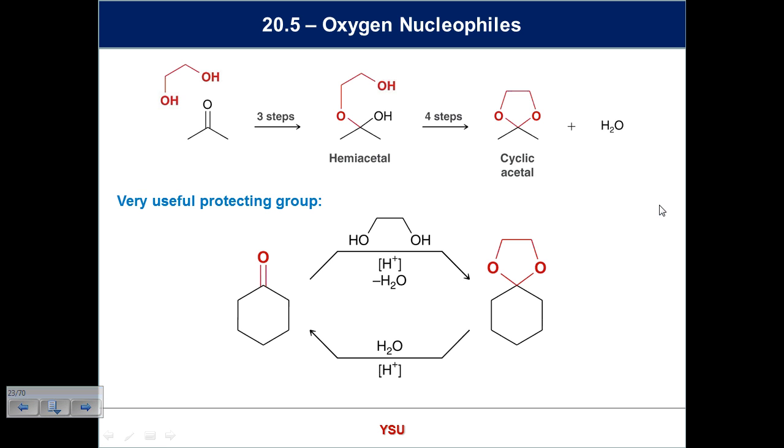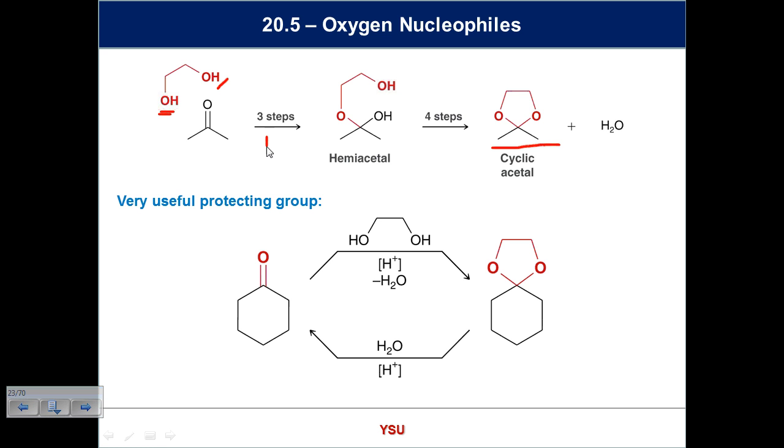We have a very useful protecting group. This thing over here, this cycle, is everywhere. People use this a lot. It's pretty straightforward because you have both alcohols in the same molecule. Instead of using something like methanol, we use this stuff. Any ideas what this stuff is? Antifreeze, right? Ethylene glycol is antifreeze. So it's cheap. It's easy to use.